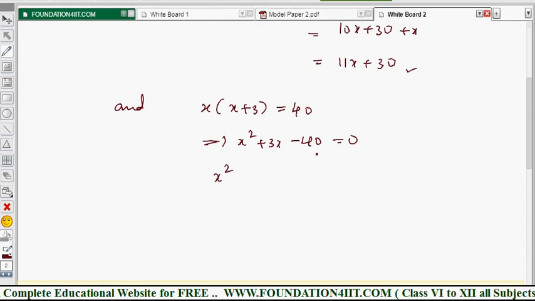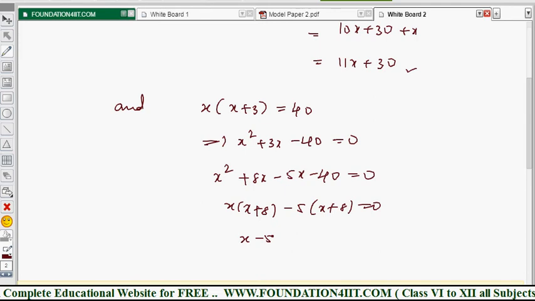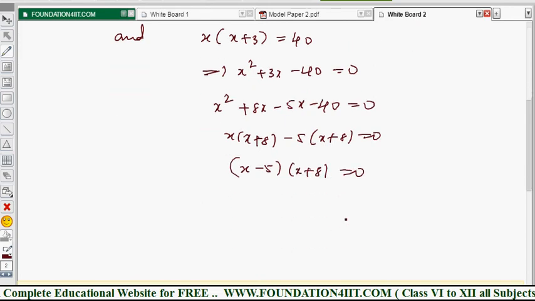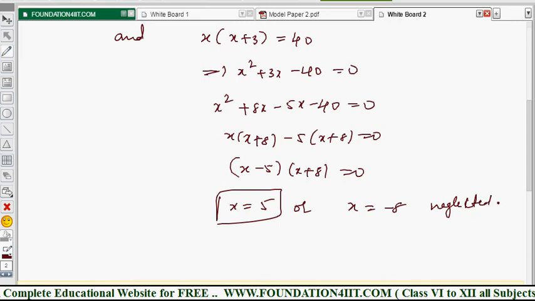x square plus 3x minus 40, we need factors of minus 40, so 8 into 5 is 40, so plus 8x minus 5x minus 40 is equal to 0. Then take x common, x plus 8, take minus 5 common, x plus 8 is equal to 0. Then x minus 5 into x plus 8 is equal to 0 by factorization. Here x is equal to 5 or x is equal to minus 8. So x is equal to 5 only is the answer, because minus 8 is neglected, because there are no negative digits. Then x is equal to 5.